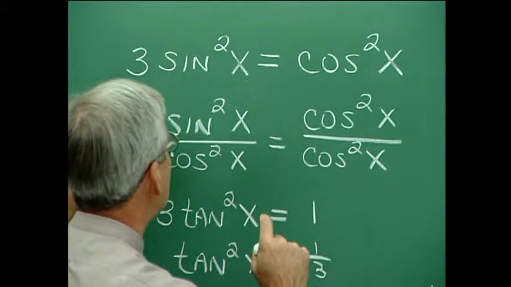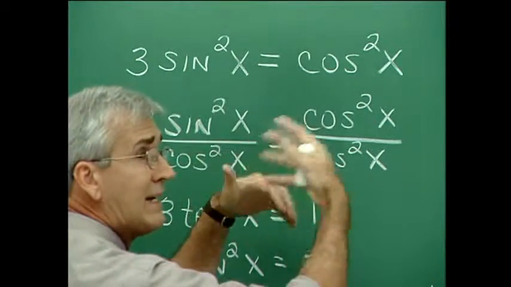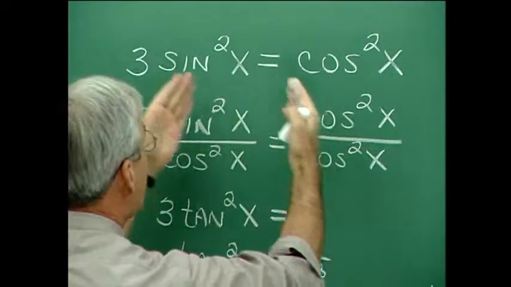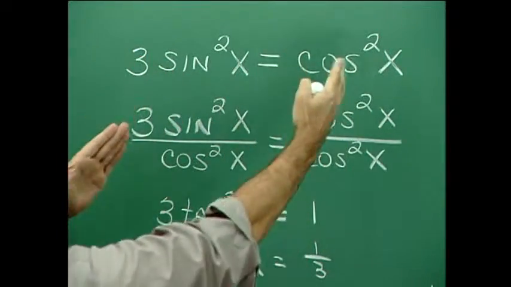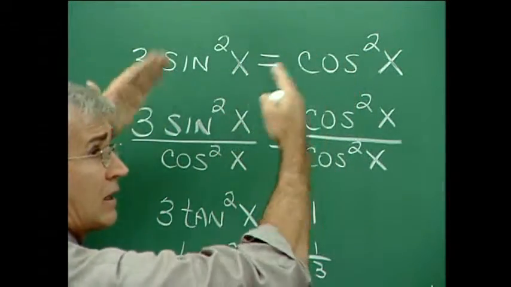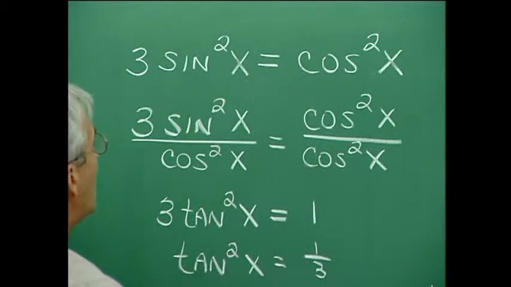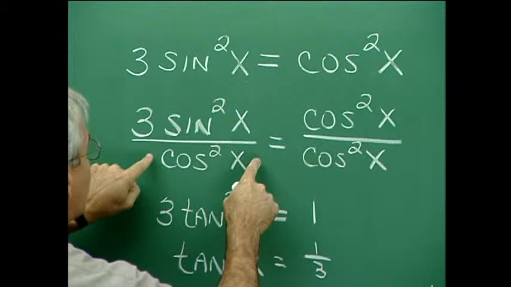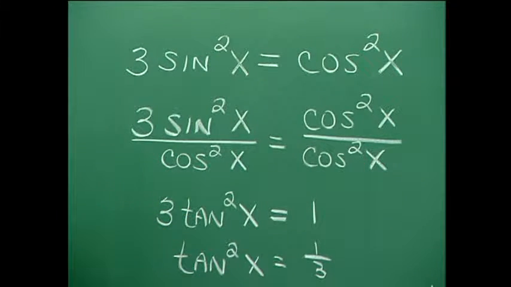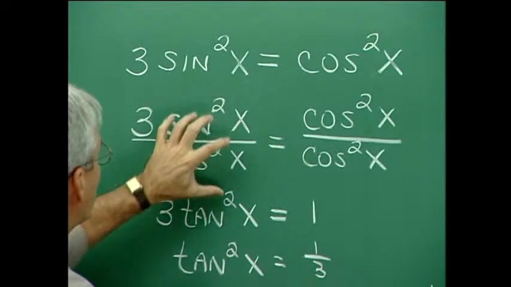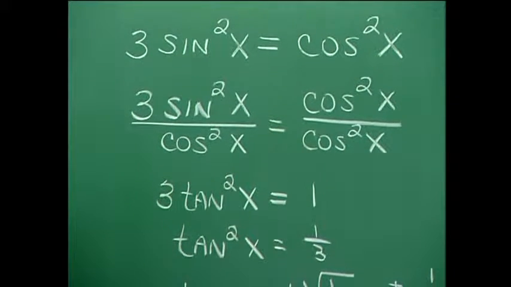Another strategy is to realize that another identity is that tangent is sine over cosine. So we could divide on both sides here by cosine squared x and accomplish a similar kind of thing. That is, we can rewrite in terms of one ratio. All right, I've elected to do that here. I've divided on both sides by cosine squared x, and here we get 1, and here sine squared x over cosine squared x is tangent squared x.